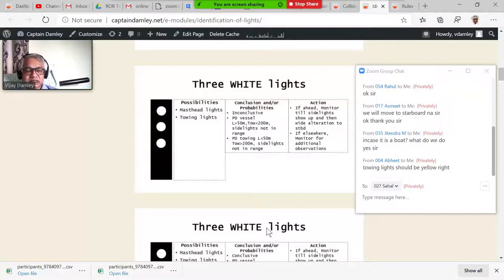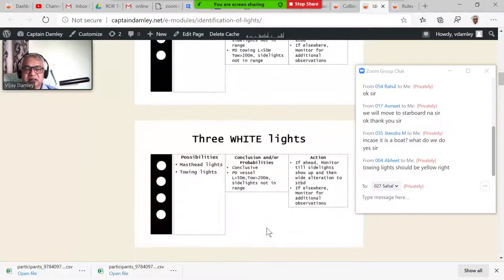Okay, there is a mistake here. These 4 lights I told you, no? 3 and 4 are definitely towing lights. So this is definitely conclusive. The tow is more than 200 meters and ship's length is more than 50 meters. Here you have got a combination. Ship is smaller, the tow is longer, or ship is bigger but tow is less than 200 meters. That is why the 3 lights.